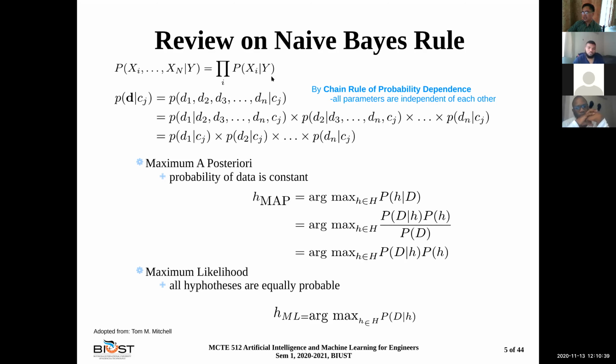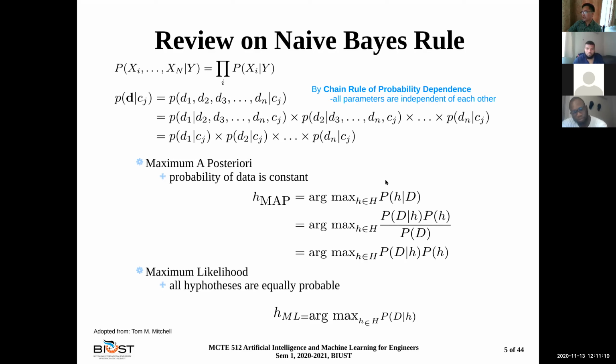This expression is based on the principle of the chain rule of probability, where each of those events is independent of each other, and so we can write them like this. Given that the events are independent of each other, there are ways that we can write the Bayes rule and also simplify it.